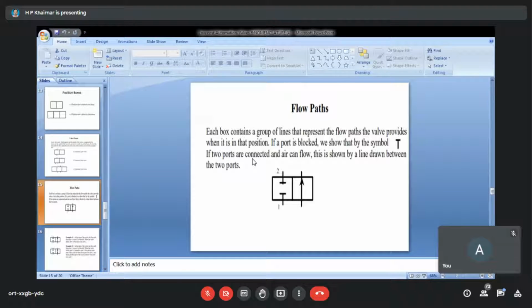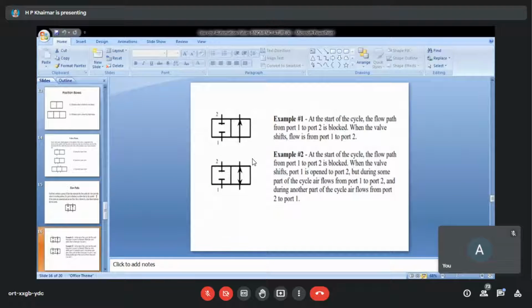And obviously, if ports are not connected, then it is a shut off position, and the shut off position is indicated on the left square. That is, two lines are drawn with parallel plates, a capacitor kind of structure, is there. So this is another way to indicate the symbols.